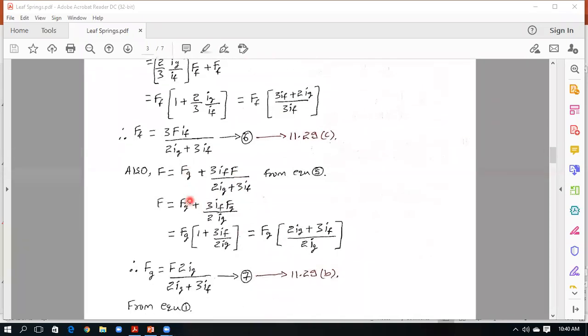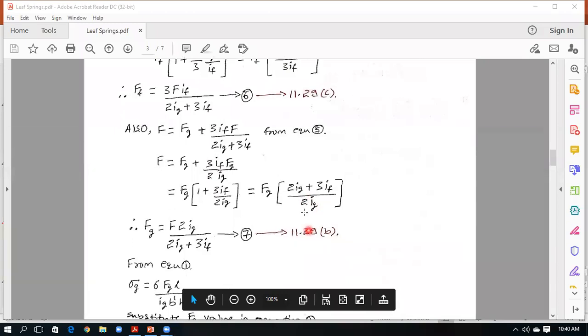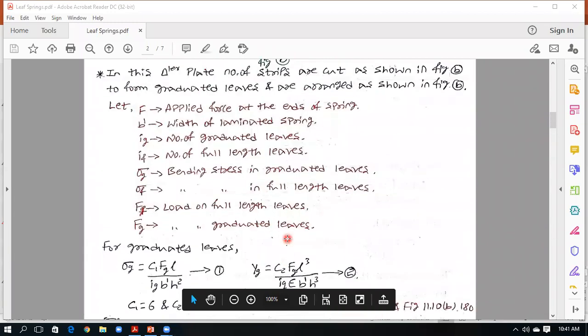Now in this case, F_g is common. Take it outside. The remaining, if you take this F_g outside, is 1 plus 3/2 F_f divided by F_g. Take 2 I_g as the LCM. If you take 2 I_g as the LCM, this will be (2 I_g plus 3 I_f) by 2 I_g. Call this equation 7. This is there in your data book, 11.29b.